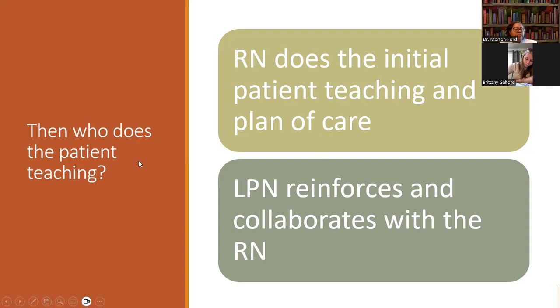Okay, so doing the teaching, kind of mentioned this already. Who starts the teaching off? The RN does that initial patient teaching. And then we, the LPNs, come back and reinforce. And of course, we're going to collaborate with the registered nurse. So who does what? We have the two phases of the nursing process that the LPN works more independently, and then we reinforce. Those two parts are gathering that information and the action part, the implementation.